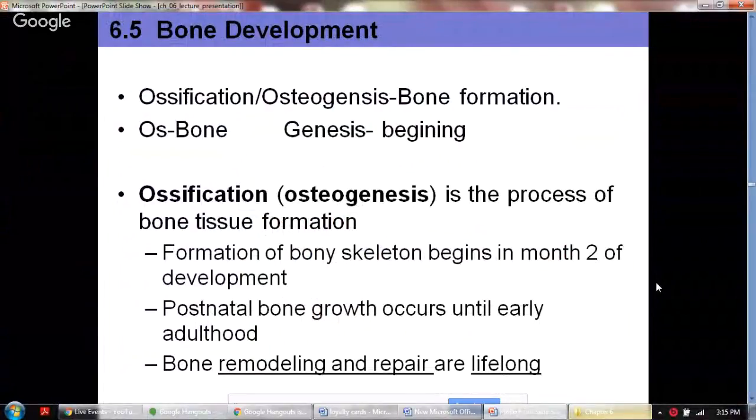Hi everyone. Today we are going to continue with the rest of chapter 6, which is the bone and skeletal tissues. So let's talk about bone development.